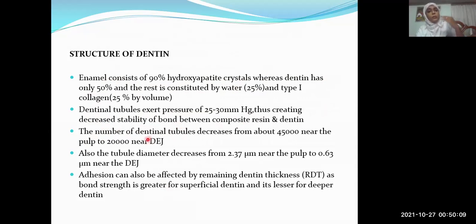Also, the number of dentinal tubules is not the same throughout. It decreases from the pulp towards the DEJ. Also the dentin thickness matters, because if you want adhesion to take place, how much thickness of dentin remains is very important. Bond strength is greater for superficial dentin and less for deeper dentin, because in superficial dentin the thickness is much higher compared to deeper dentin. So naturally the bond strength is also higher.